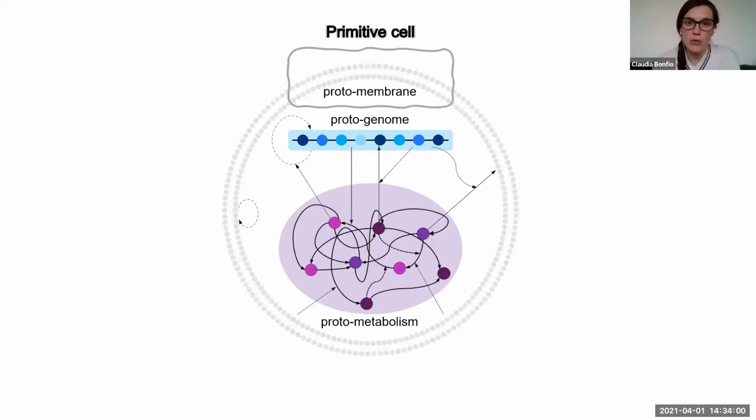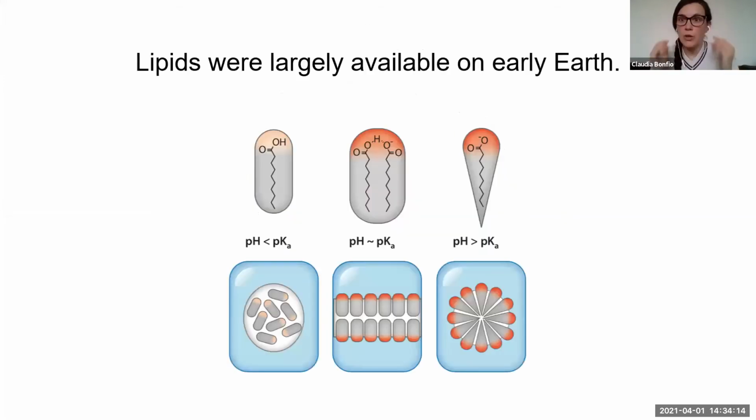And then I'm just not going to talk that much about membranes because Oliver has already talked a lot about that. But the question I want to address is what kind of lipids would have been available on early Earth? Well, we know that lipids were likely very available on early Earth. It's just that they were not the same kind of lipids that are available now.